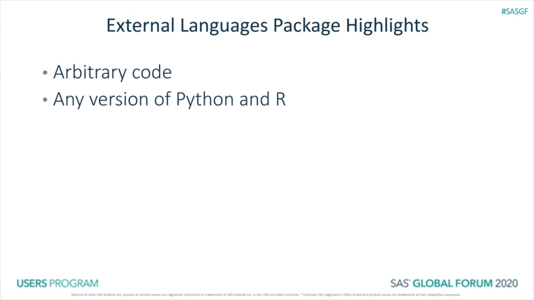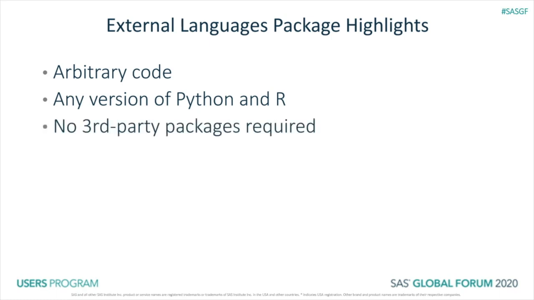Obviously, there's some practical limits here. If you want to use a version of Python that was released 10 years ago, that might be a problem, but any relatively recent version, like 2.6 for Python, 2.5 for R, that will work. We also don't require you to install any third-party packages for either Python or R. You only install the libraries that you need for your own processing.